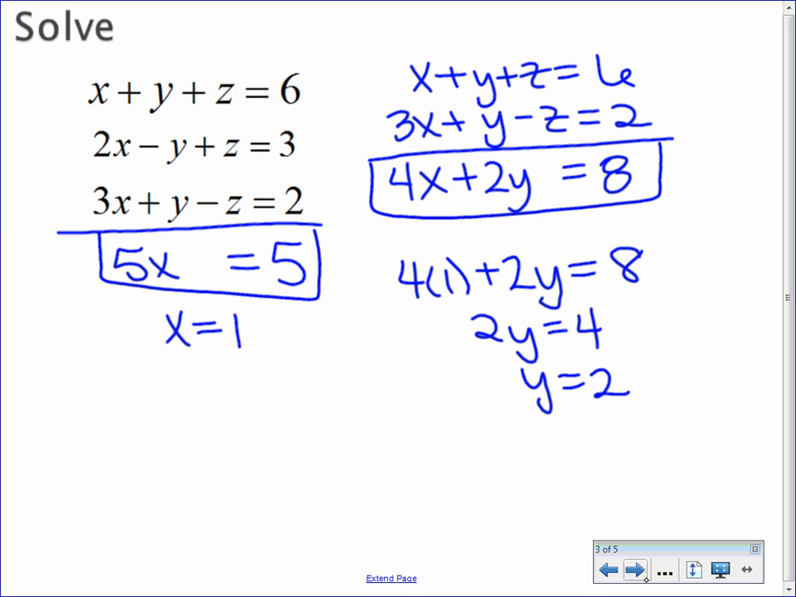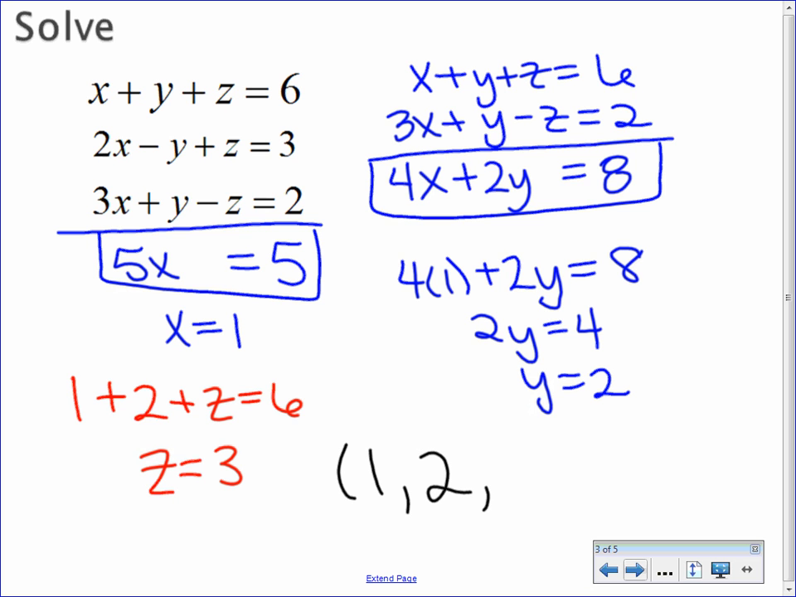Now, we can pick one of our original equations to plug these back into. So which one looks nice? The top one. Anytime you're solving for a variable, it's nice to have a coefficient of 1, right? So we have 1x plus 1y plus 1z equals 6. So z is 3, so her final answer is 1, 2, 3.